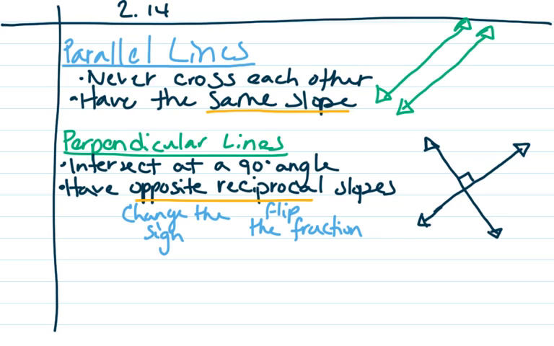When we talk about reciprocal, here's an example. If I have 3/2, the opposite reciprocal would be -2/3. I change the sign and flip the fraction. If I had -3, as an example, remember you'd put it over 1, and then you would flip the fraction and change it to a positive.